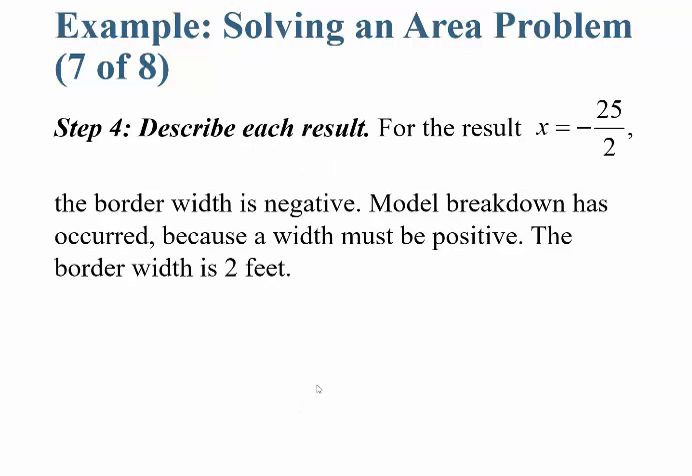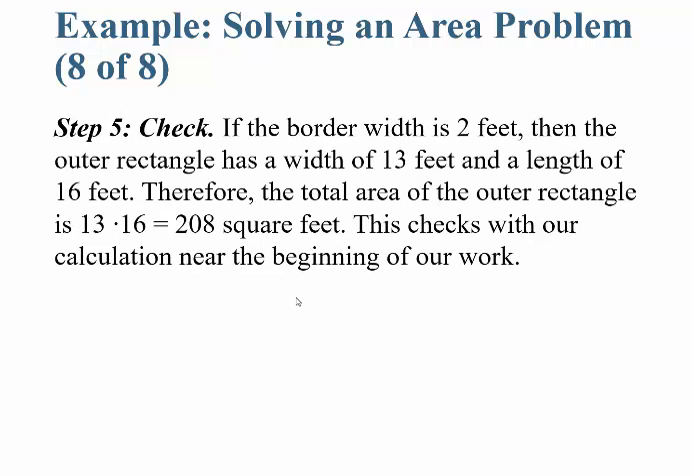Well, the negative one doesn't make any sense, okay? So the border width can't be negative, all right? So the border width for this one has to be 2 feet. So if the border width is 2 feet, then the outer rectangle has a width of 13 feet and a length of 16 feet. Therefore, the total area of the outer rectangle, 13 times 16, does equal 208. So this checks with our calculation near the beginning of our work.